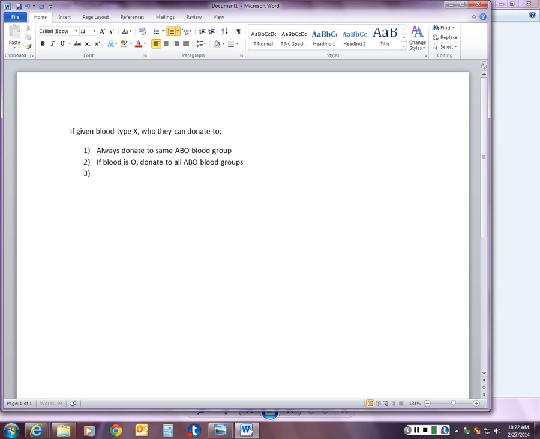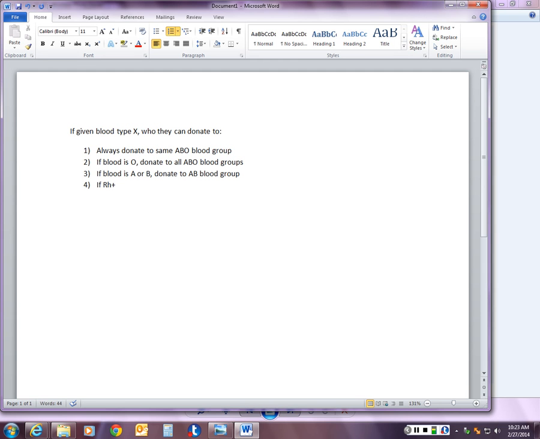Rule number 3 says if blood is A or B, you can donate to the AB blood group. Now if you follow these 3 rules, it will get you straight as far as the possible ABO blood groups that a person could donate to. But we still have to consider the Rh antigen. So first up, let's deal with somebody who's Rh positive.